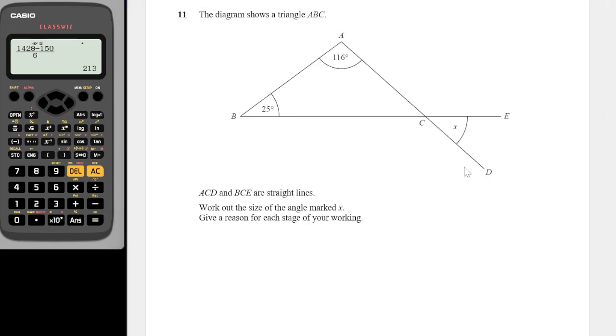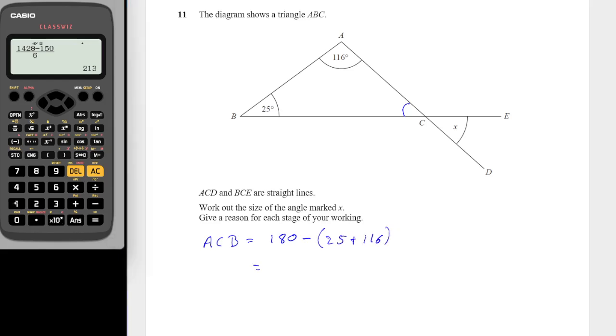Question 11. The diagram shows a triangle ABC. ACD and BCE are straight lines. Work out the size of the angle marked with the X. Give a reason for each stage of your working. Okay, so I'm going to work out this angle first of all, which I'm going to call angle ACB, and that's going to be equal to 180 minus 25 plus 116.